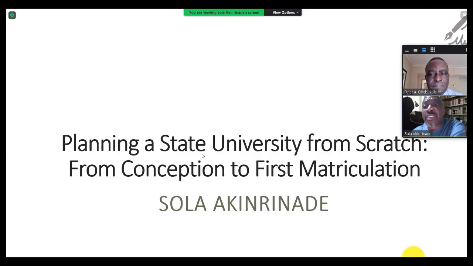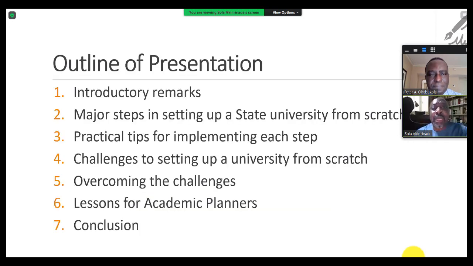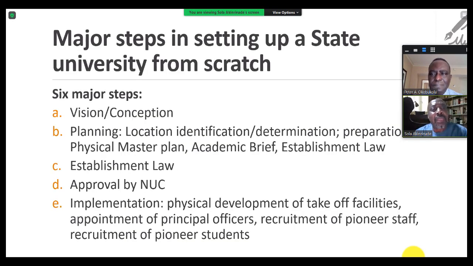Planning a state university from scratch, from conception to matriculation, we look at major steps in setting up a state university, practical tips for implementing each step, challenges to setting up a university from scratch. And I can show you it's quite a lot, but they're surmountable. Then overcoming the challenges, then lessons for academic planners. There are 6 major steps.